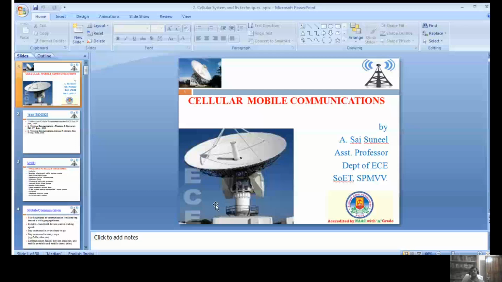and the uniqueness of the mobile environment, and what are the different types of cellular systems available, and what is frequency reuse in cell communication, and how to calculate C by I ratio, and what is cell splitting, and what are the components of cellular systems, what are the types of antennas which we are using at both the cell site and mobile antennas. These are the topics covered under the first unit, the cellular mobile system.